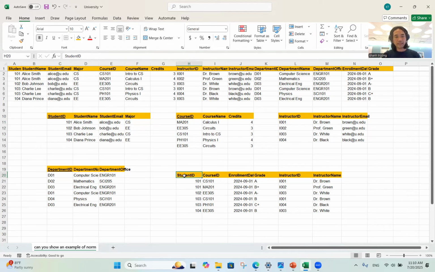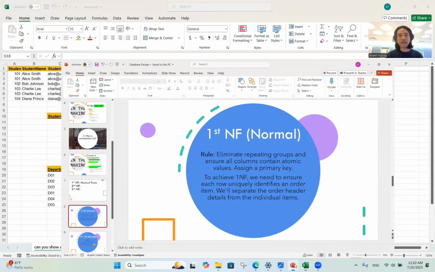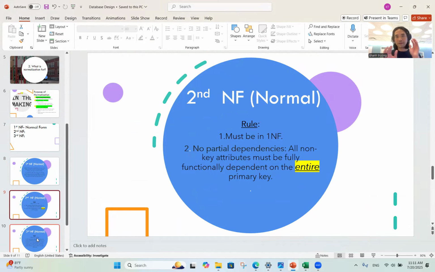And then the student ID and the course ID, this is a primary key too, but it is a composite key: when two or more columns combine together to uniquely identify a record. So the primary key in this table right here is a composite key, right? So you have two. Now, once we have the first form established for our database design, we try to move into the second normal form. It must be in first normal form. Okay, we got the first normal form already.